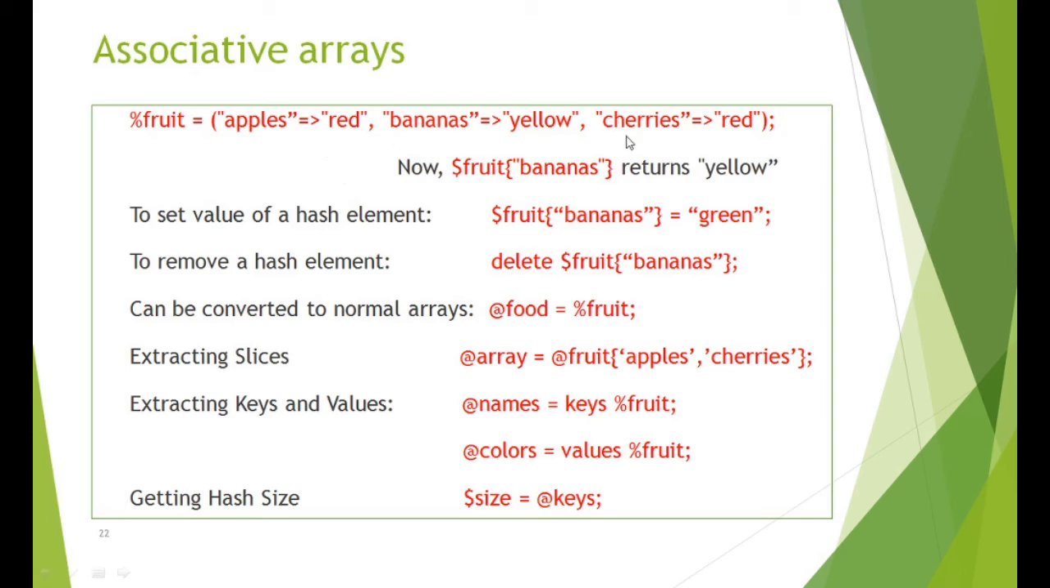This is another way of assigning an associative array. We can use an operator like this. Apples red, this is one pair. Bananas yellow, another pair. Next pair, cherries and red, third pair.